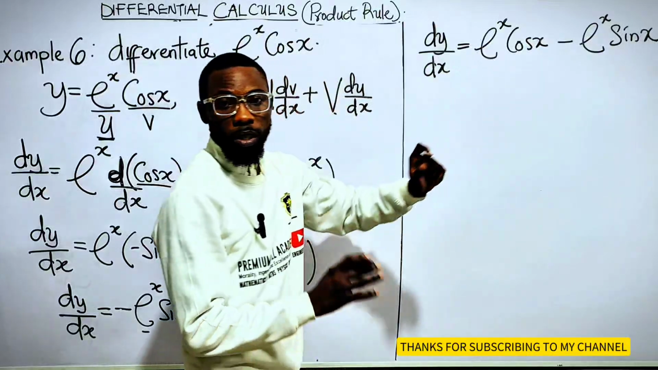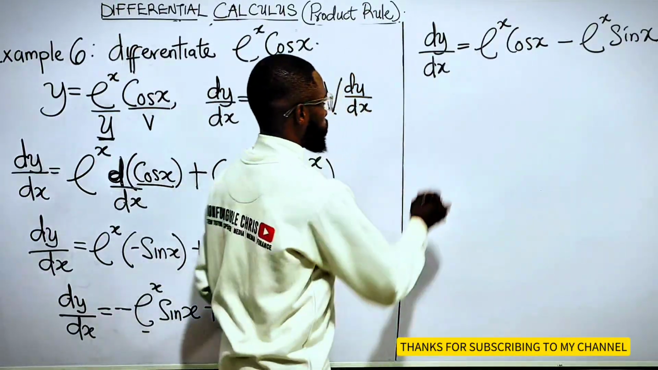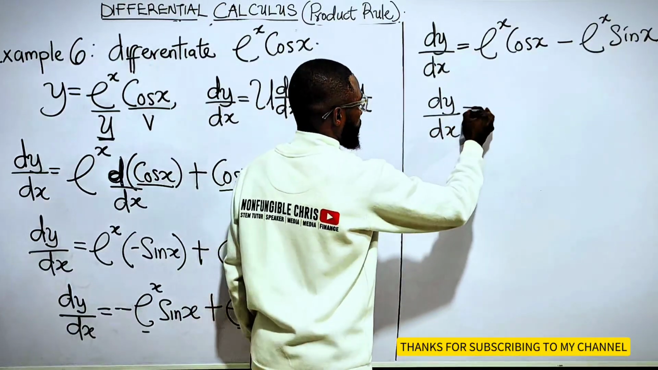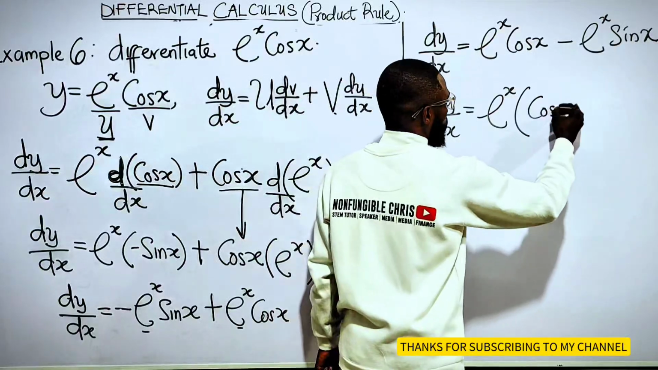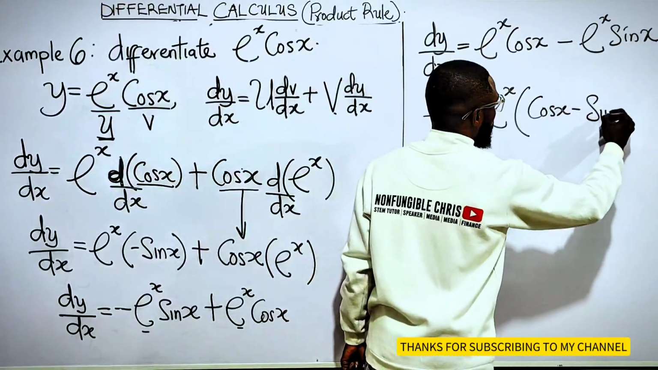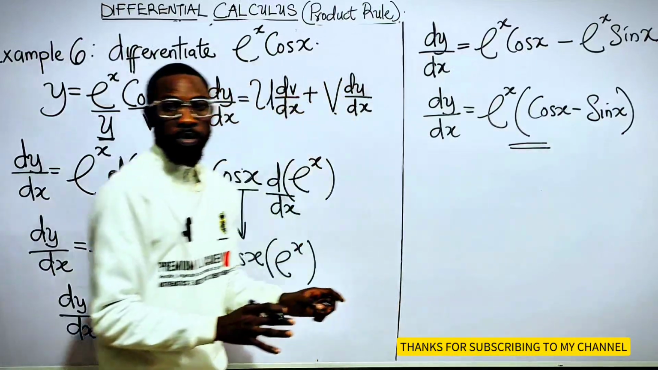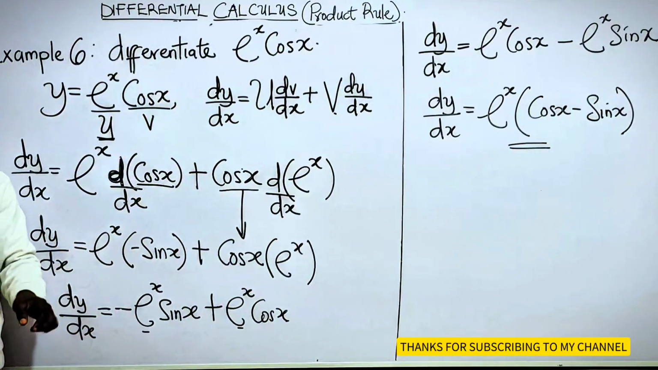From here we can now factorize. What is common between both is just e raised to the power x. So our final answer, dy over dx, is equal to e raised to the power x, bracket, cos x minus sine x. Final answer, right? Just go through the steps, see how we got to the answers, and that's all we need to do for today.